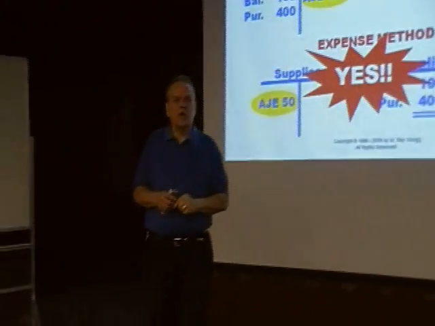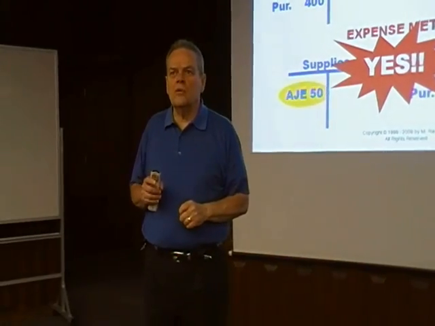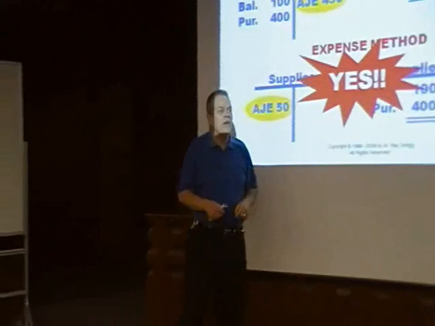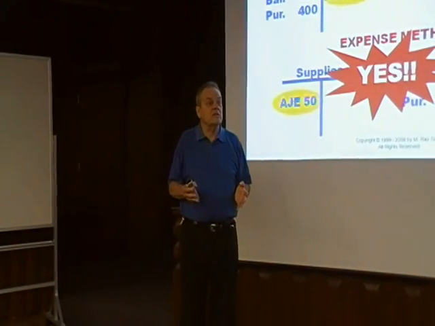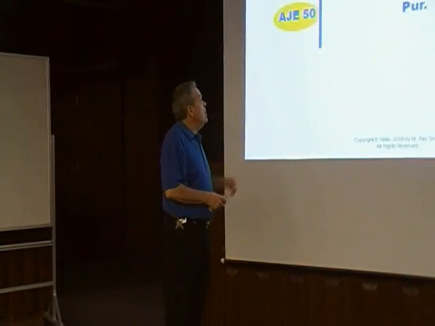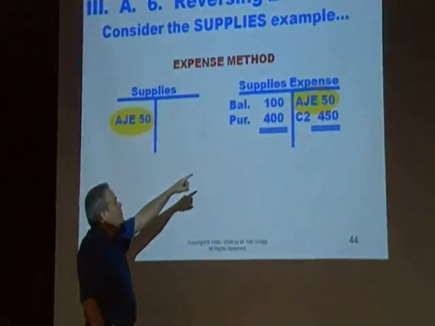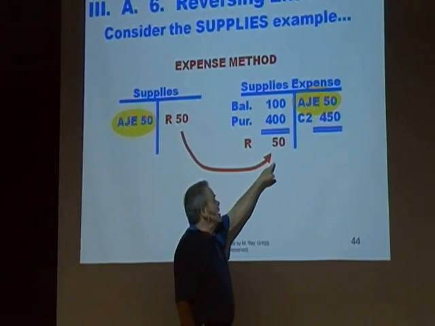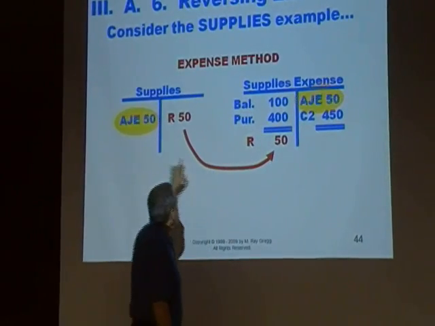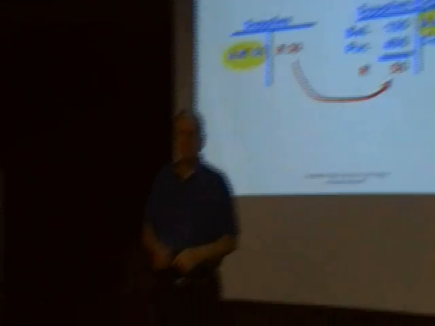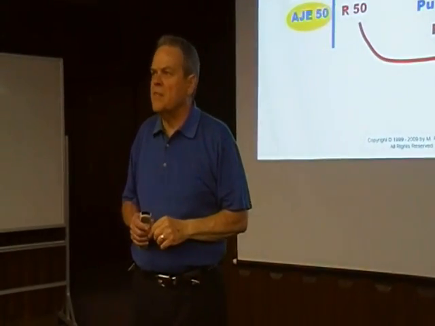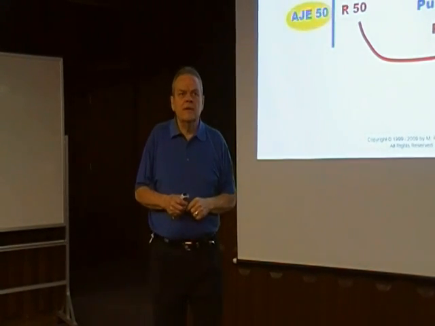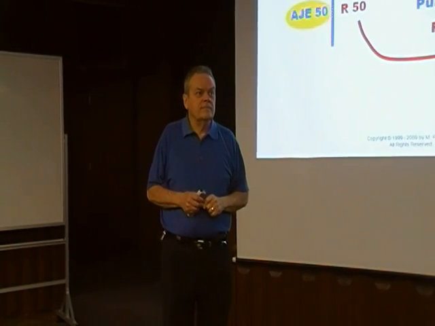We need to reverse this because there is no other normal transaction that will return this balance to that account where it belongs unless we do this. The reversing entry will take that balance and do the opposite. Credit what was debited and debit what was credited. And we'll transfer that balance to supplies expense. Do you remember that we were following the expense method? And now the beginning balance is in the expense account, right where it belongs.